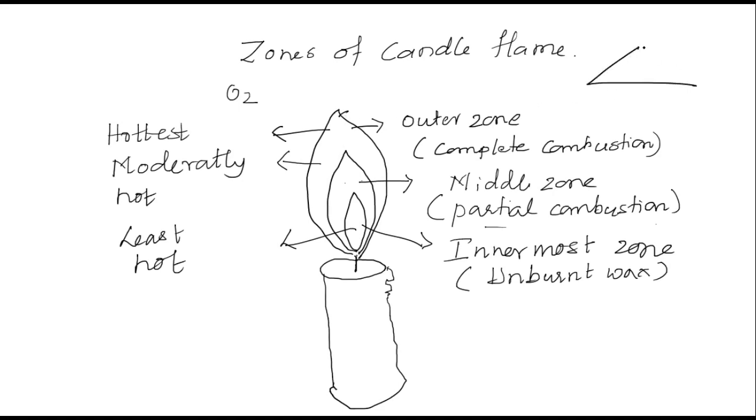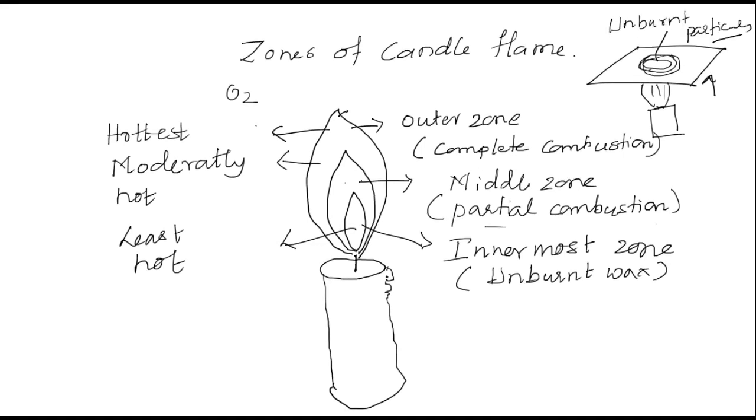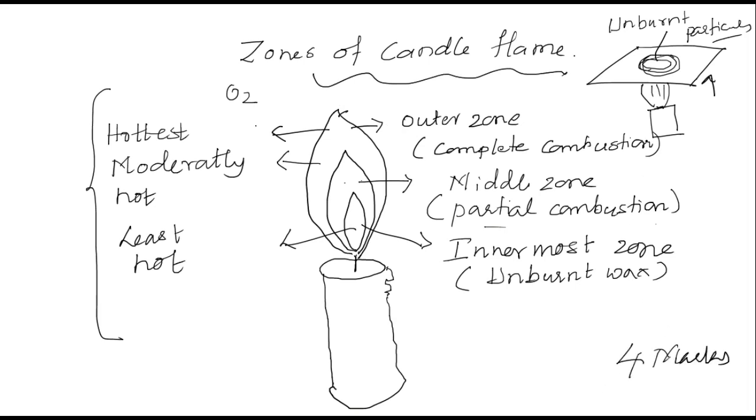You can take a paper or a metal sheet and keep it over the flame. Then you will find on the bottom side carbon rings which are formed. What does this carbon ring suggest? These are the unburnt particles. So this is the answer you should draw and label properly for the question, draw zones of candle flame. That will carry 4 marks, with all labeling.